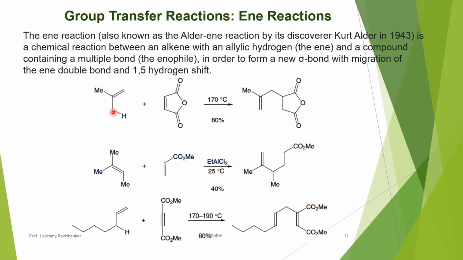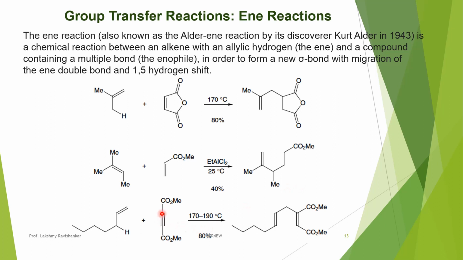Now please note 1,5 is 1, 2, 3, 4, 5. It is a bit different from the 1,5 sigmatropic hydrogen shift which we saw in the previous module, where it was intramolecular. Here it is an intermolecular migration. So these are some examples where this hydrogen is picked up here, this forms a bond here, and this becomes a double bond here. Similarly, you have 3 allylic carbons. These methyls are allylic carbons, so they have hydrogens which can be transferred here to give you this adduct.